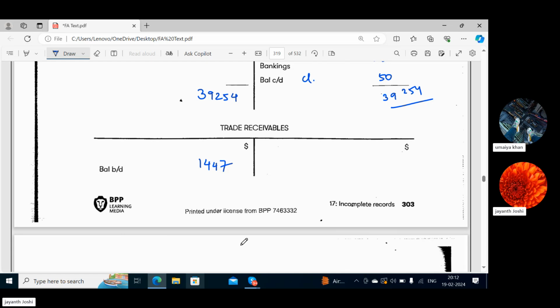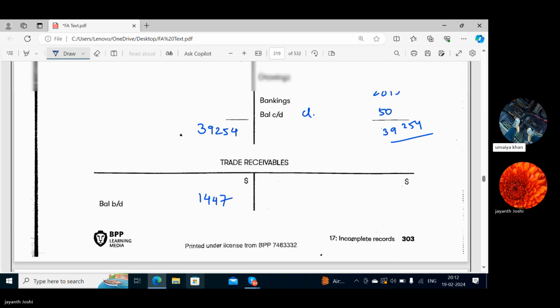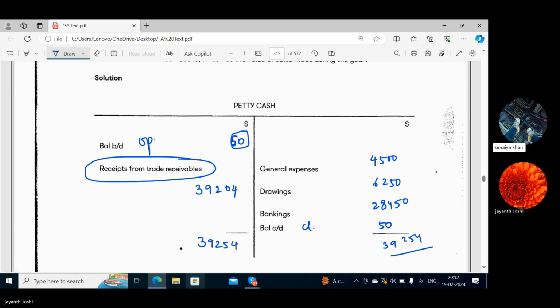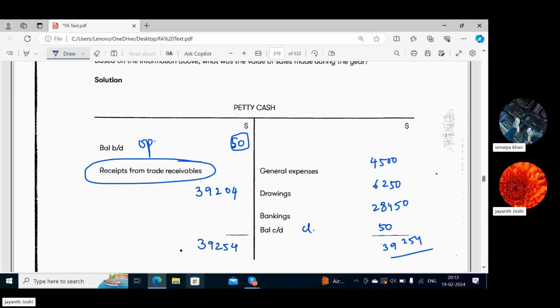Ma'am, one thing. Excuse me, please. Total bank in this year amounted is 28,454, right? Okay, sorry, 450. So this total is anyhow correct. I calculated on calculator, 39254. That is correct, na? I did not calculate it. Okay, once calculate 4500 plus 6250 plus 28454 plus 50. Yeah, this is correct, 39254.